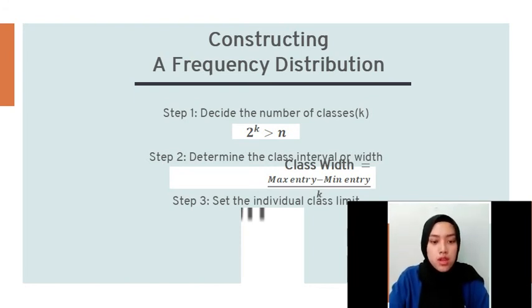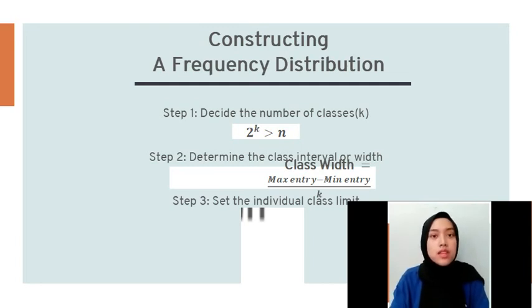By using the formula, class width equals maximum entry minus minimum entry divided by k, and we got our class width equal to 16.3. The third step is to set the individual class limits. For the lower limit of the first class, we use the minimum entry of the sample, which is 55.2. For the lower limit of the next class, we add the lower limit of the previous class, which is 55.2, to the class width, which is 16.3, and we got 71.5.